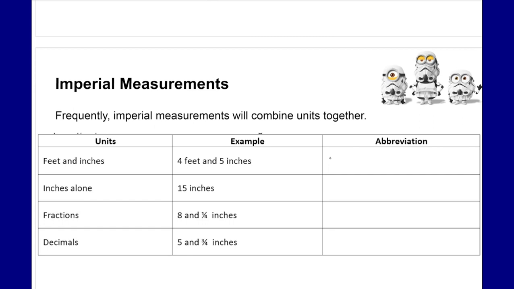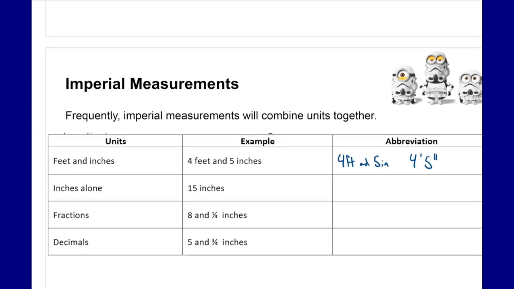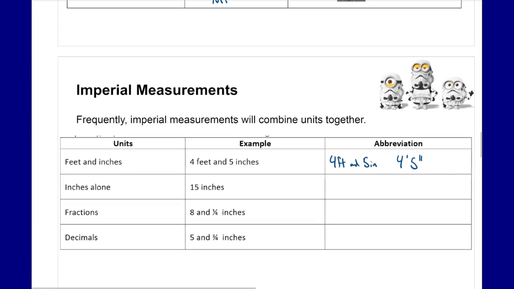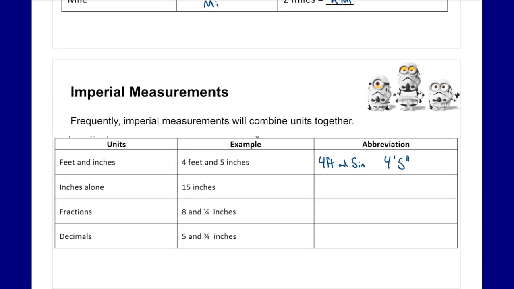You might say it as 4 feet and 5 inches, or commonly you see it as 4, then the apostrophe, and then 5 with the half quotations or the 2 apostrophes. You commonly see it as that. Inches alone, we might see it as 15 inches. Again, it might be 15 IN or 15 with the apostrophe or double apostrophe.